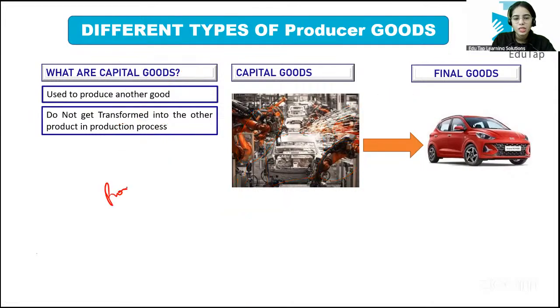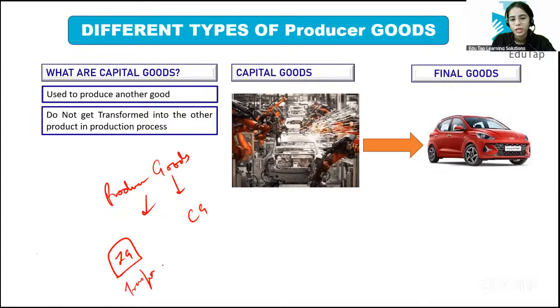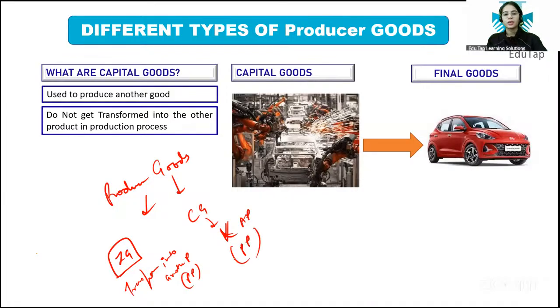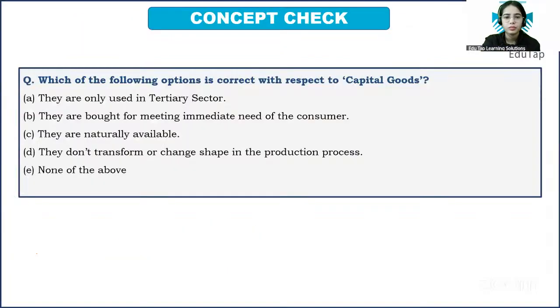So there are two types of producer goods. One is intermediate goods and the other is capital goods. Intermediate goods transform into another product in the production process. Capital goods do not get transformed into another product in the production process. Any confusion anyone has till now? All clear? Try to answer this.